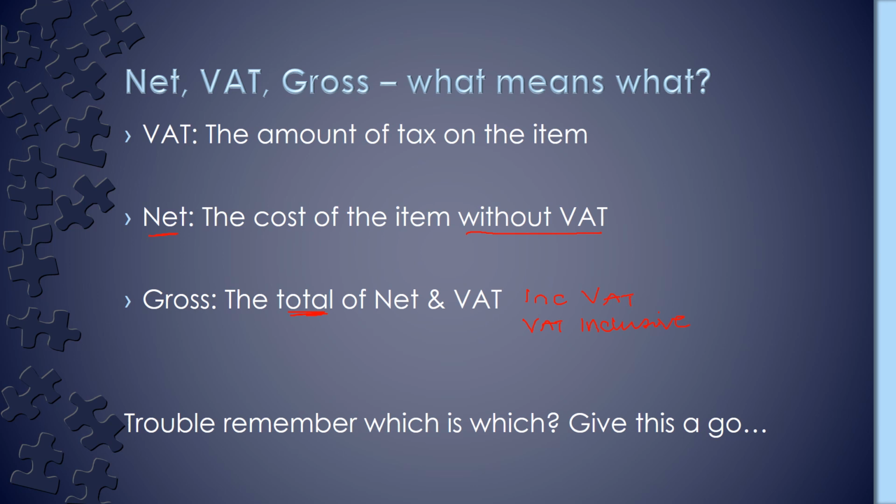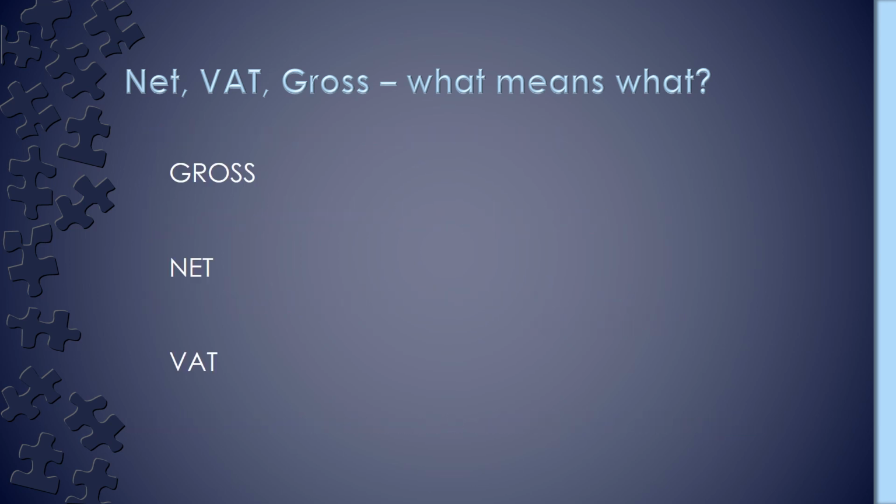If you're having trouble remembering what's what, then perhaps you can give this a go. We've got gross, net and VAT, and the way I like to look at it is that the word gross is the largest word out of the three. You can see it has more letters than net and more letters than VAT. So I like to think of this as the largest. If it's the largest, it needs to include the net and it needs to include the VAT.